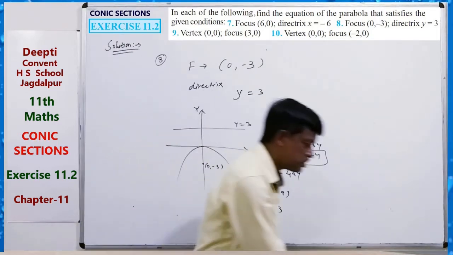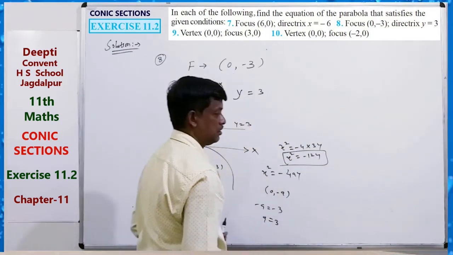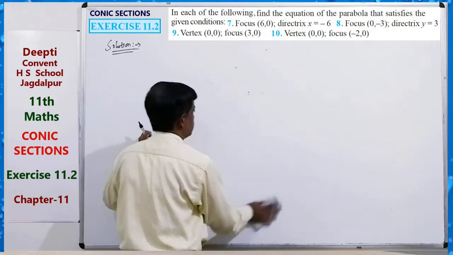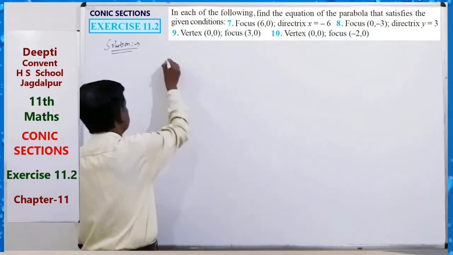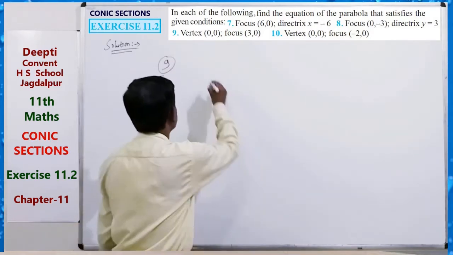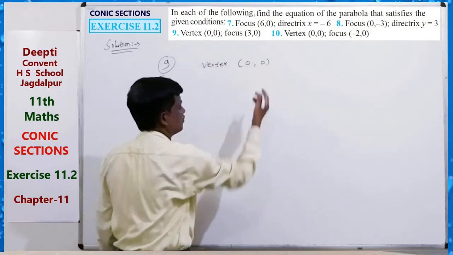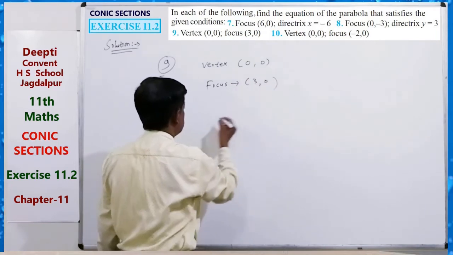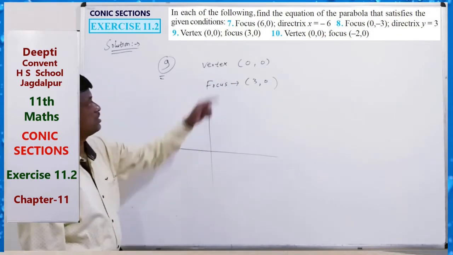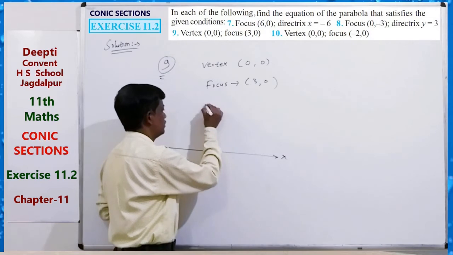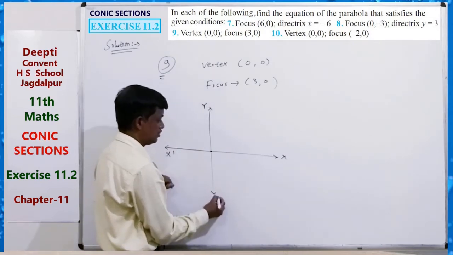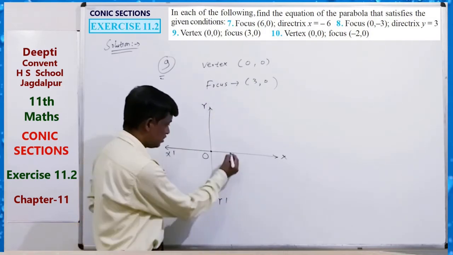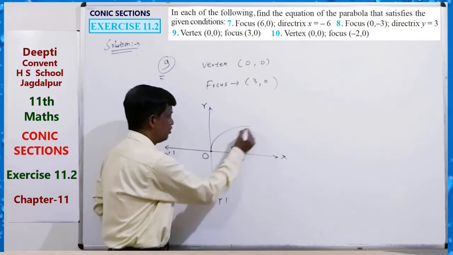Clear? Similarly, in question 9, it is given that the vertex is (0, 0) and the focus is (3, 0). Very, very simple questions all are. Okay, the vertex is the origin (0, 0), and the focus is (3, 0). So we can draw this parabola. How? Vertex (0, 0), this is the x-axis, y-axis, x dash, y dash, origin is the vertex, and the focus is (3, 0), on the right-hand side. So the parabola will be like this, and the directrix will be here.